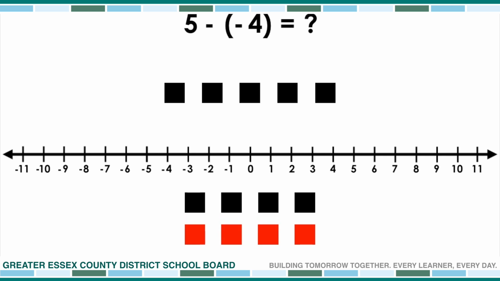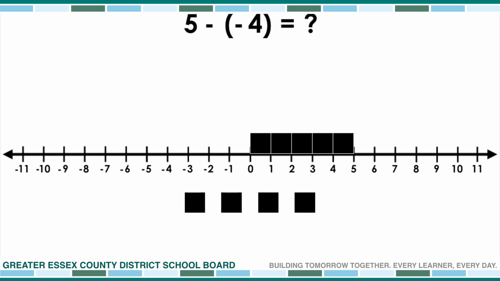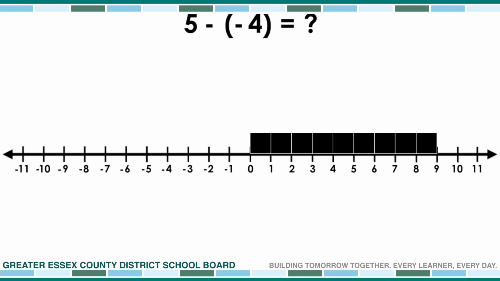So let's go ahead and remove them from the situation. Then on the number line, we could double check and say, wait a second, my result is 9. 5 minus -4 is 9. Interesting stuff for sure.